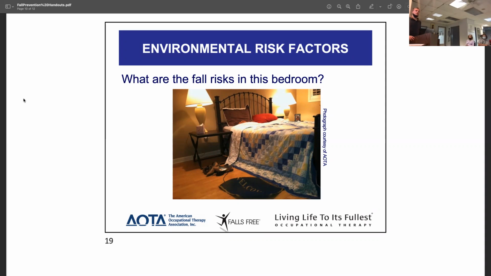Did you mention bed height? And the bed height too is very important. The lower your bed is, the worse a fall would be if you did happen to fall out of it. It also makes it more difficult to get in and out of the bed if it's much lower to the floor.